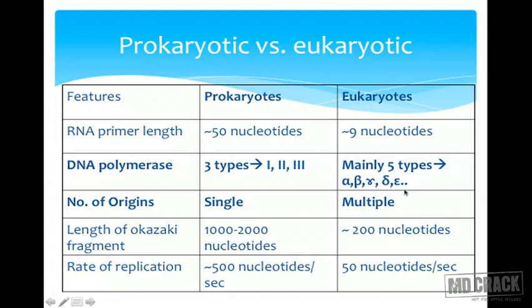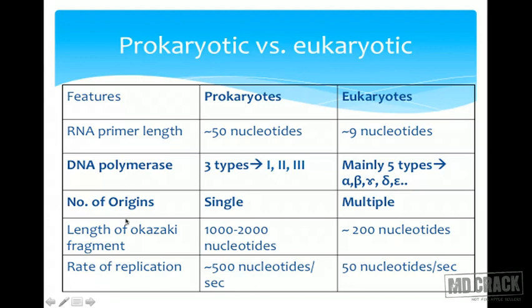Whereas in eukaryotes, there are mainly 5 types. They are called alpha, beta, gamma, delta, epsilon. So DNA polymerase alpha, Pol beta, Pol gamma, Pol delta, like that the names go on.